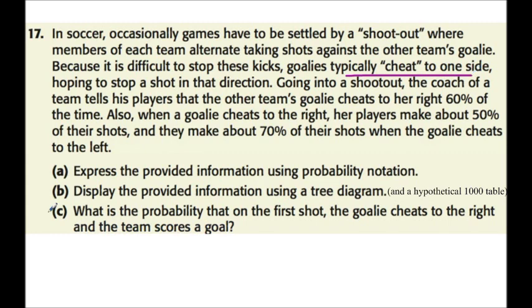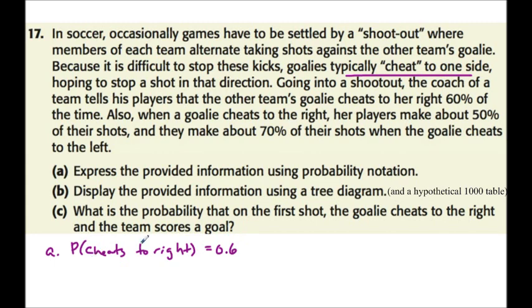Okay? So the first part here asks us to provide the information using probability notation. So what is the information that's provided? Well, first off, it says the goalie cheats to the right 60% of the time. So the way we're going to write that is just for part A here, probability of cheats to the right equals 60% of the time, or 0.6.